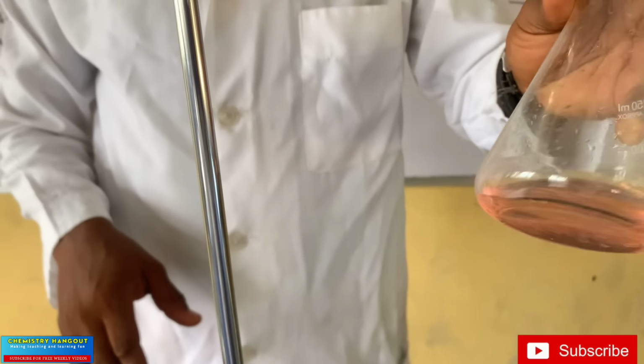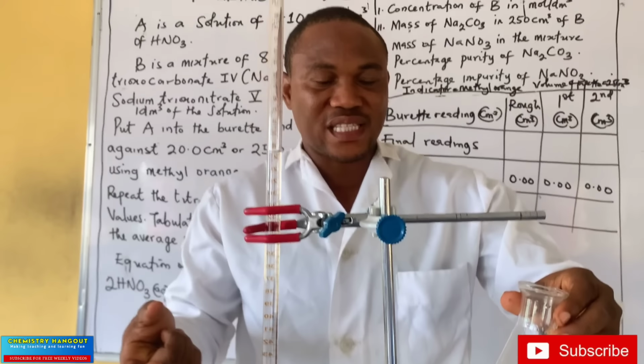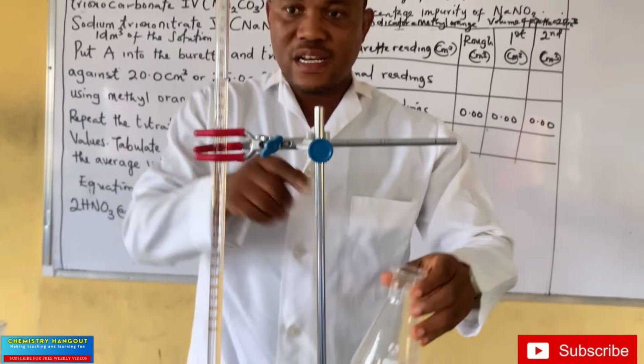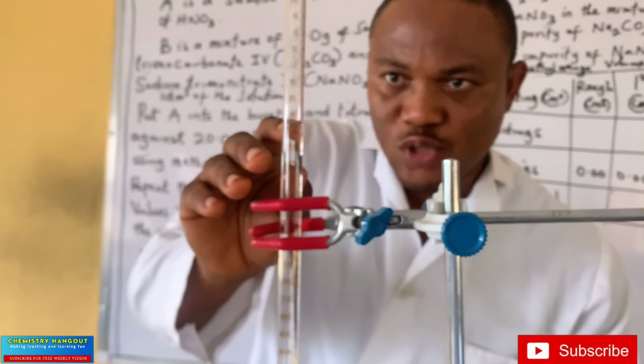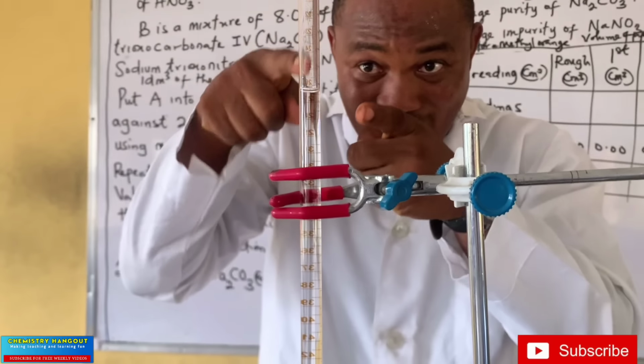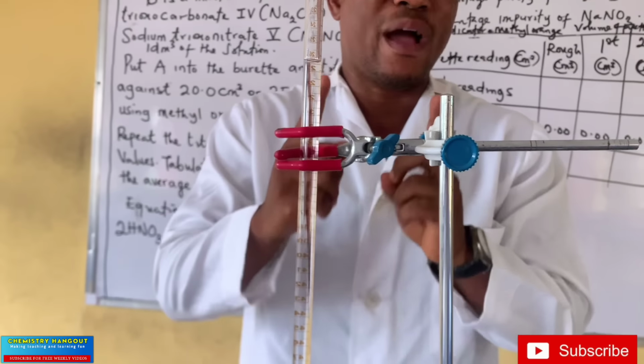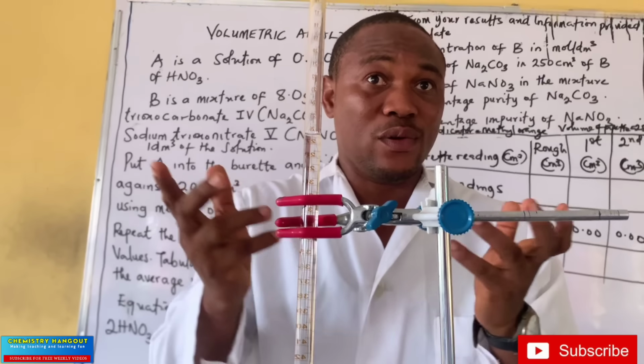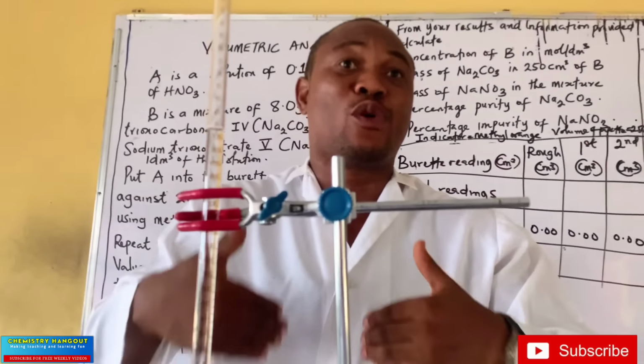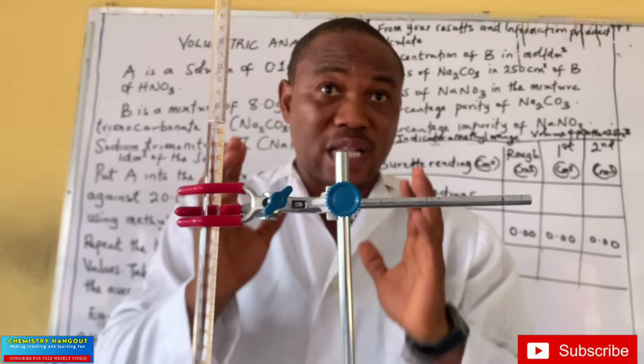So this is the color change now. You can see it from the color we started with before to this now. Let me read it so that everybody can see it, because sometimes when you did not prepare the reagent very well, you might not be getting a very accurate titer value. I've always talked about that, and that's why, as educators, we need to understand the preparation so that our titer value will be accurate.